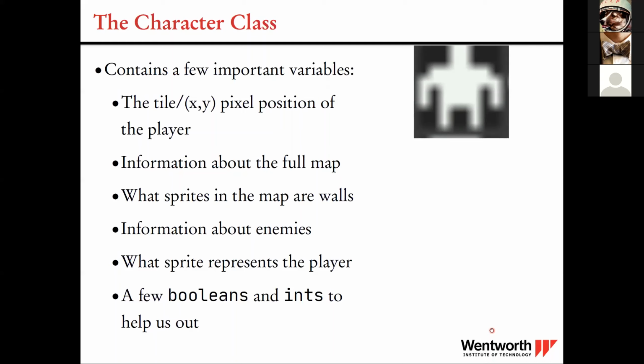This leads to some coupling between enemy and character. Ideally, if you were making a very large project, you would probably want to reduce this coupling as much as possible. For simplicity's sake, I'm going to have it in there because it'll make things a little bit quicker for us to go through all the programming. I'll mention a few of those things as we go through. We need to know what sprite represents the actual player itself, and we'll probably have a couple of booleans and ints to help us out.